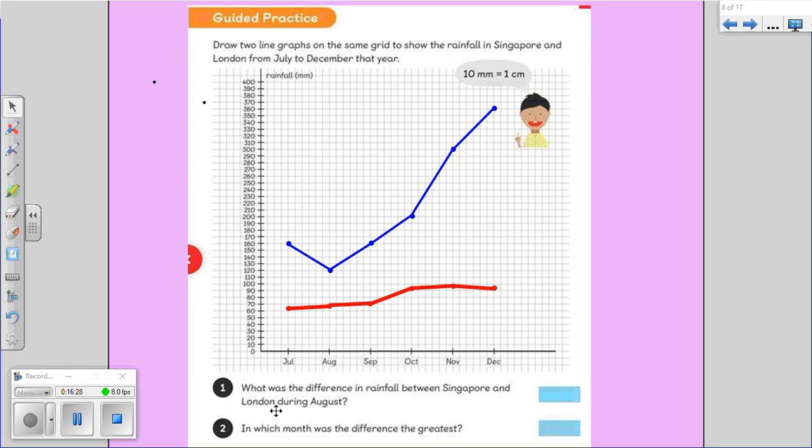What was the difference in rainfall between Singapore and London during August? So we can go to August and we can see for London, 68, and for Singapore, it was 120. So if we're finding the difference, what must we do? So key word to thinking about how we're going to solve this problem. Well, if we're answering the difference, we need to subtract those two amounts. So we need to do 120, take away 68.